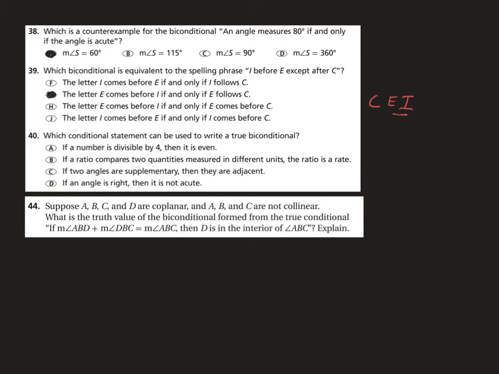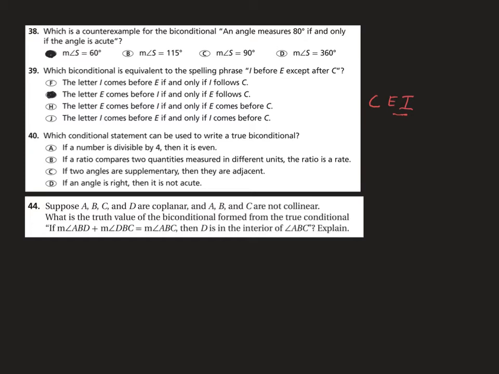So for 40, which conditional statement can be used to write a true biconditional? So it's the original statement and its converse are true. So if a number is divisible by 4, then it is even. So the converse would be, if a number is even, then it is divisible by 4. And that's definitely not true. Like 6 is an example.